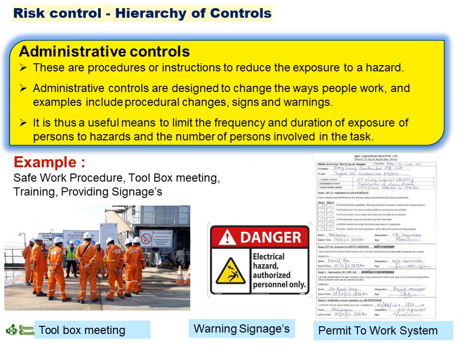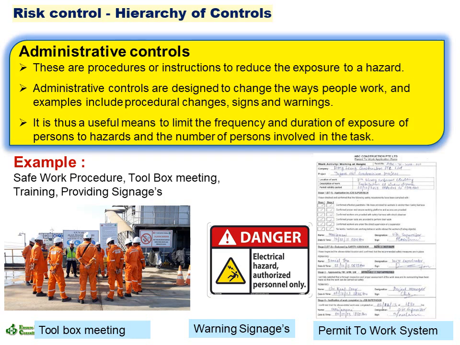Details about the hierarchy of risk control continued. Administrative controls. These are procedures or instructions to reduce the exposure to a hazard. Administrative controls are designed to change the ways people work, and examples include procedural changes, signs and warnings. It is thus a useful means to limit the frequency and duration of exposure of persons to hazards and the number of persons involved in the task.